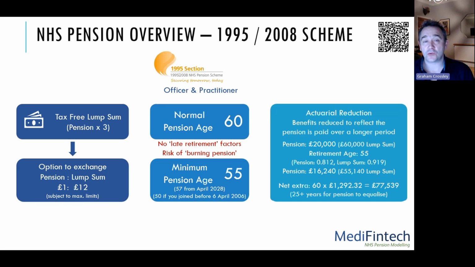Now, if you add up all of those extra monthly pension payments between 55 and 60, you're getting £77,500. Now, it would have taken 25 years for that pension to equalise by waiting. So, as I say, what the actuarial reduction does is it gives you the same amount of pension, but over a longer period of time. So you receive a little bit less when you retire early.